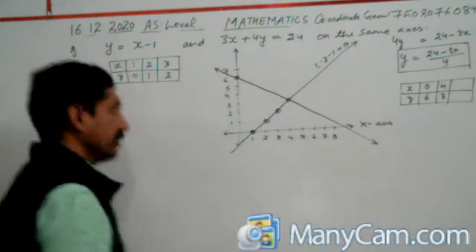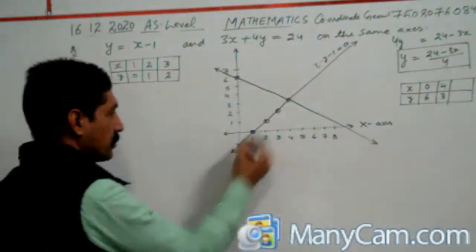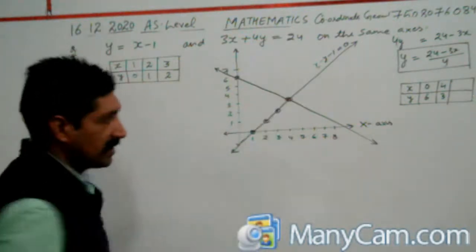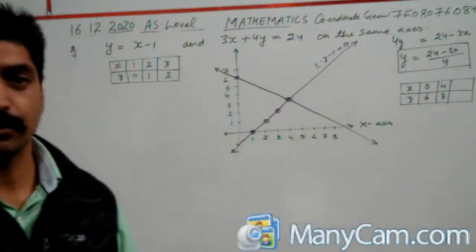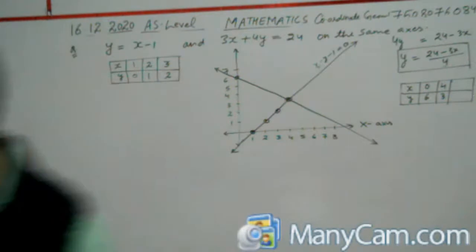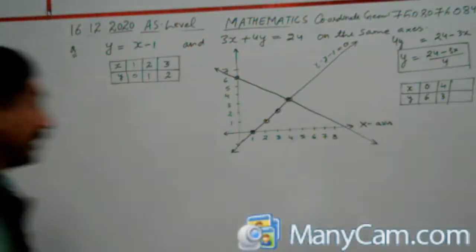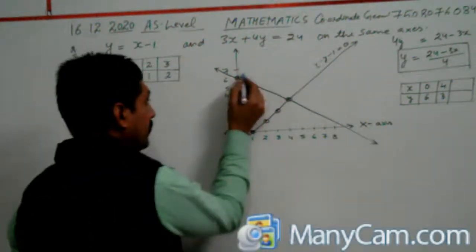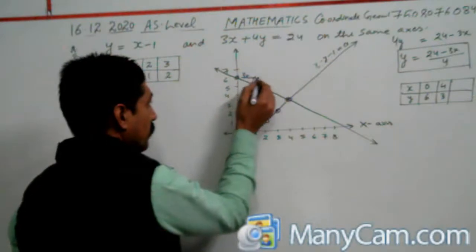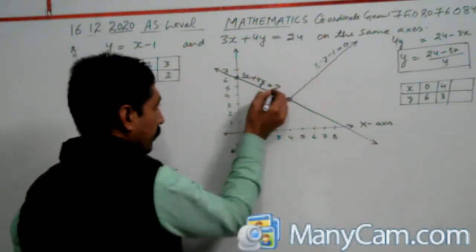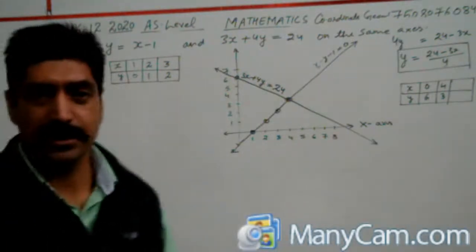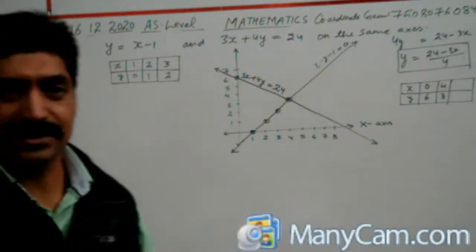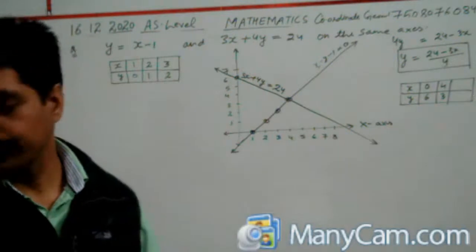So here, this is the solution of these two lines where they intersect. I am drawing it roughly. When you plot it on paper, you will find this is your line, the equation of the line 3x plus 4y is equal to 24.